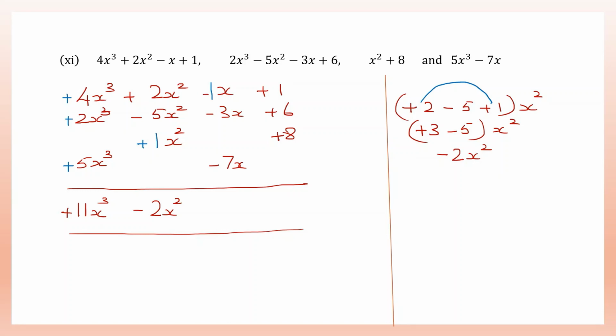Now let's go to the next column which has x. Since the signs are all the same, we put the same sign and we add only the numbers. 1 plus 3 is 4. 4 plus 7 is 11x. The last column also, the signs are all the same. So let's put the same sign and add. 6 plus 1 is 7. 7 plus 8 is 15.